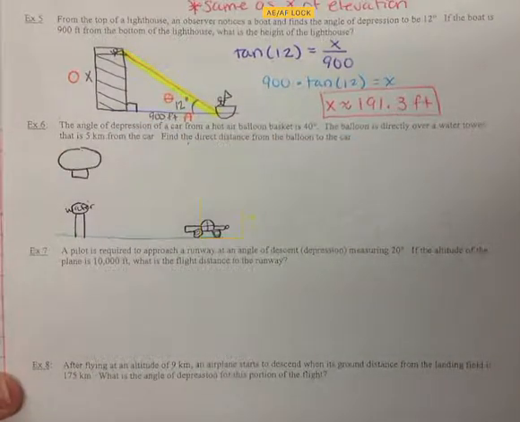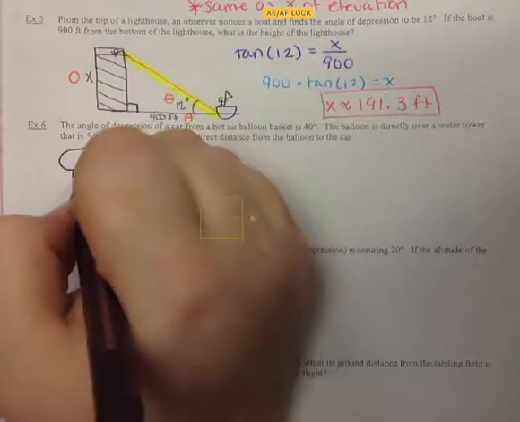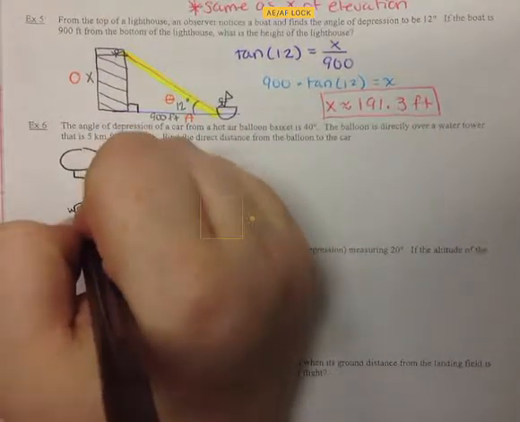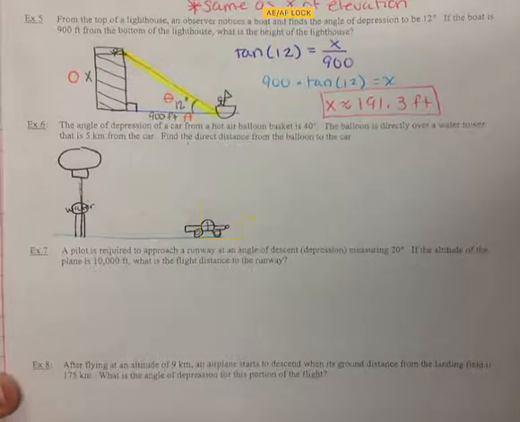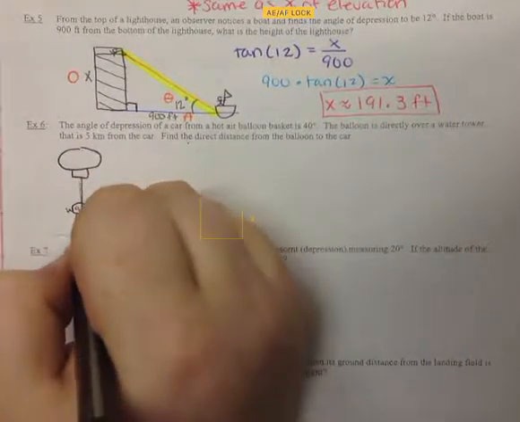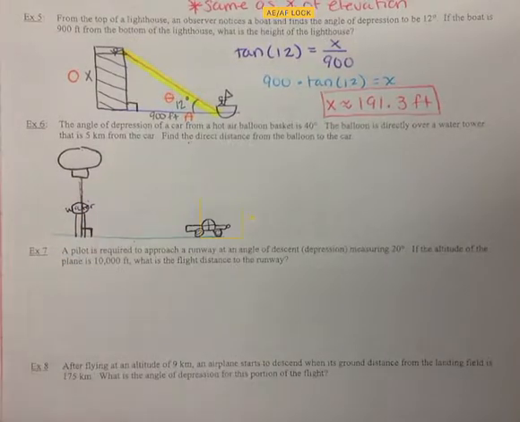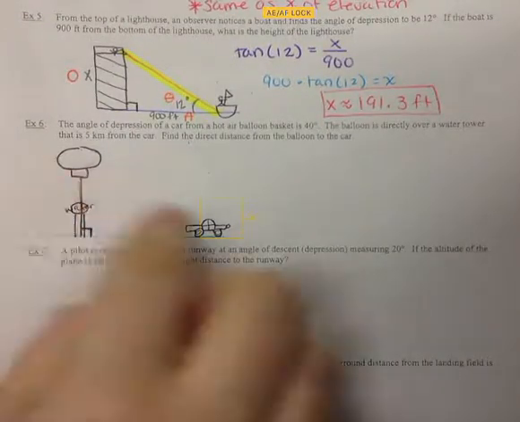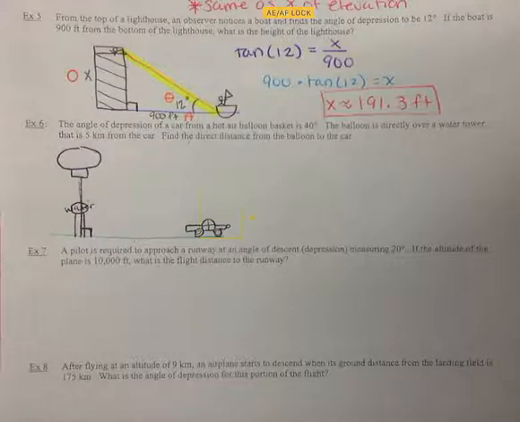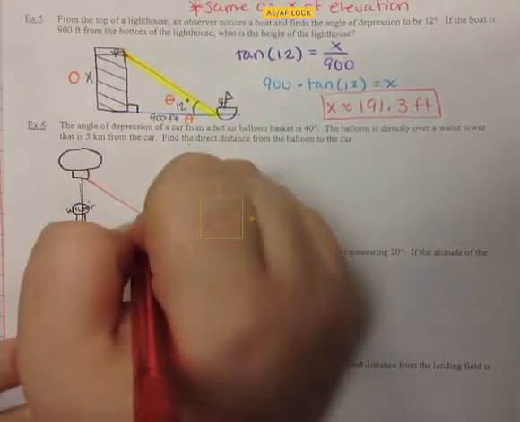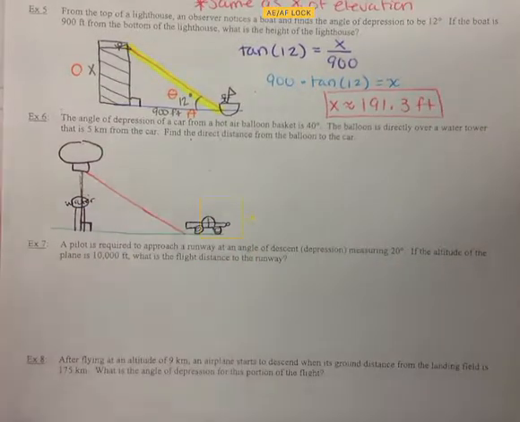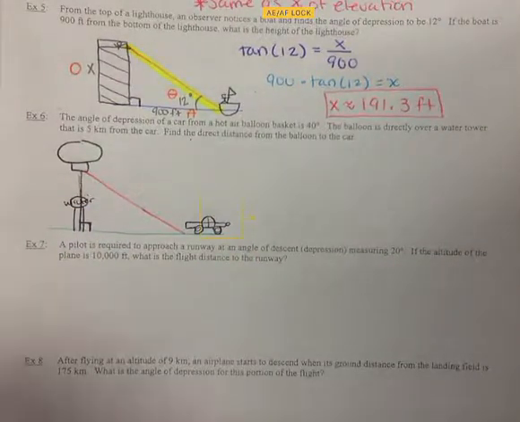So if the balloon is directly over the water tower, that means that from the balloon all the way down, that will give us our vertical. That's why we have a right angle. There's our right angle. We still need to draw in our hypotenuse. So we can draw in our hypotenuse to the car. Now we can label with our numbers.